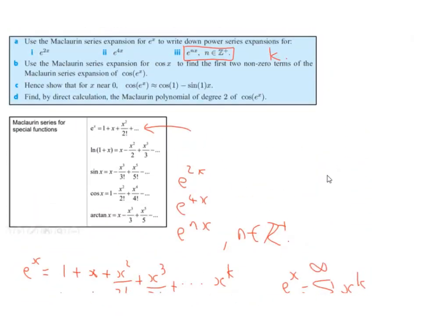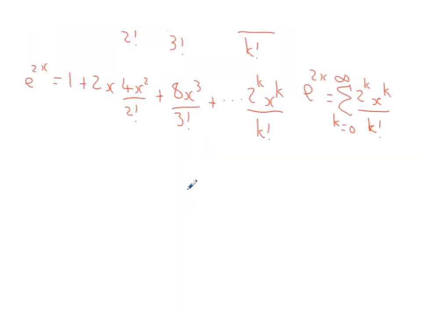Okay, part 2, we need to find e to the 4x. Very, very similar. So e to the 4x is going to be 1 plus 4x plus, I might just do it in this way, but it's going to be (4x) squared.